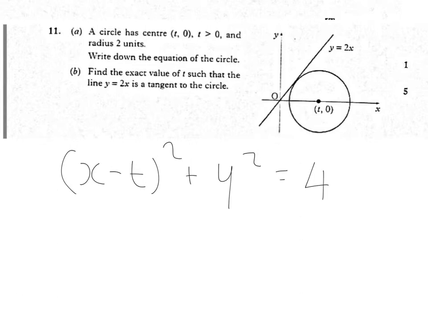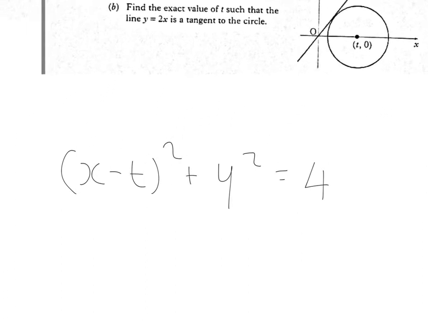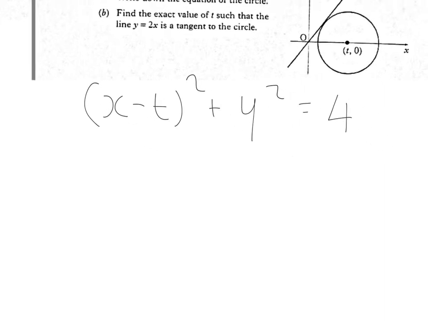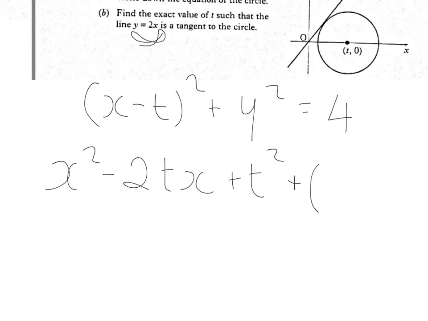Part B, find the exact value of t such that the line y equals 2x is a tangent to the circle. So for tangent to the circle, I'll need to sub y into the circle, but that's only really achievable if I expand part A out. So take your time with that, and that will be x squared minus 2tx plus t squared plus, well, y is equal to 2x, so my substitution there is 2x all squared, and that's equal to 4.